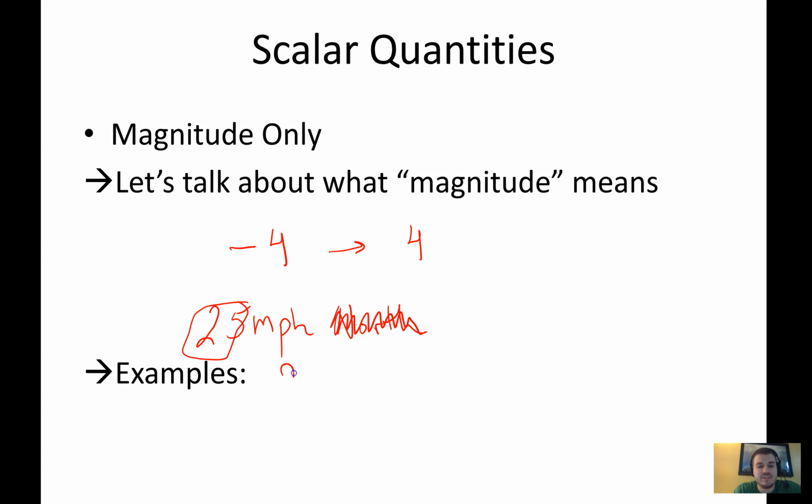It could be a distance, like 20 miles. It could be a measurement, like 20 grams of mass. It could be a temperature, 70 degrees Fahrenheit. There are all sorts of different things that are scalar. The big important takeaway is that there is no indication of direction.